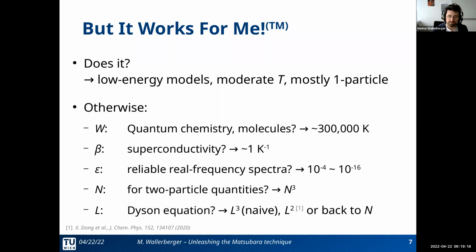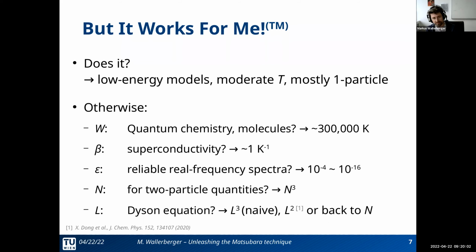This is usually the point where some people say, well, I never had any problems. It works for me. And my answer to that is, does it though? Because if it does, chances are what you're doing is calculation at moderate temperature. You're mostly doing one particle calculations, and you're mostly doing model calculations. So you have already condensed down your full Hamiltonian that spans several Hartrees of energy down to a model which has only a couple of eV, say, or even smaller energies that you need to consider.